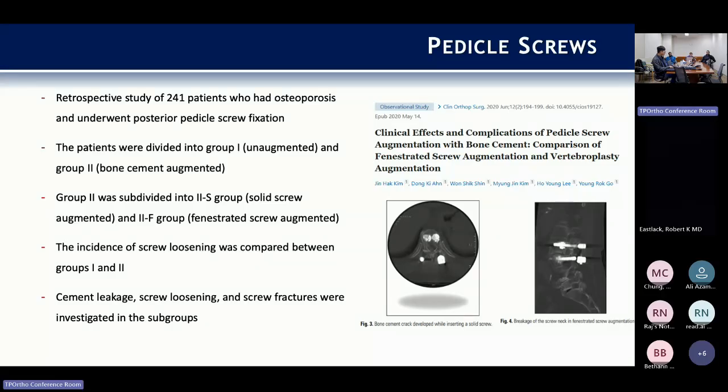This is a retrospective study of 241 patients. It showed screw loosening was reduced from 50% in the unaugmented group to 7% in the augmented group. Cement leakage occurred, but was not symptomatic. The fenestrated screws had a slightly higher screw fracture rate at 5%, compared to none in the solid screw group.